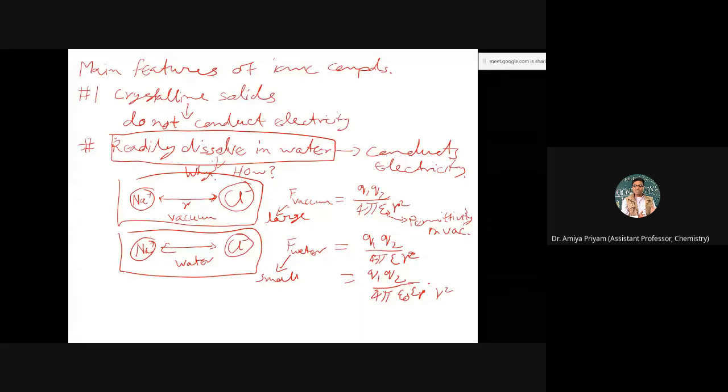So this epsilon r is what we know as relative permittivity. One minute, if you take the ratio, it will be done. So this is the ratio of the two forces, so the force is reduced. Practically what happens is that when we bring the force from vacuum to water, the attractive force between Na plus and Cl minus is reduced, and this reduction in the force is what we know as relative permittivity.